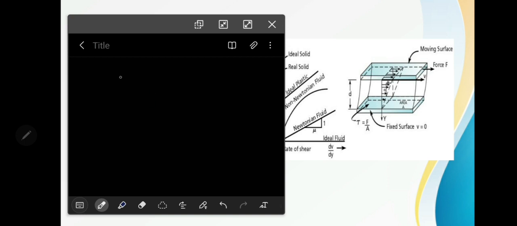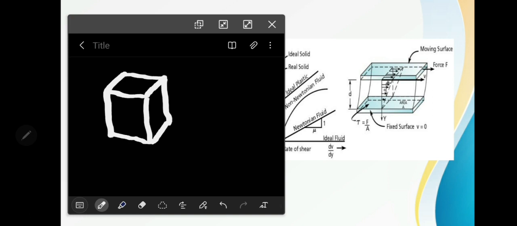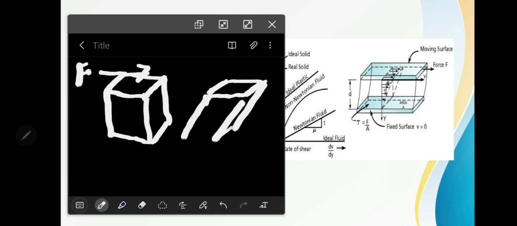Okay. So let us say that a rectangular piece of fluid. So once nga mag-act ang force, tangential force, the fluid tends to move towards the direction of the force. Okay, so the force moves sideways.